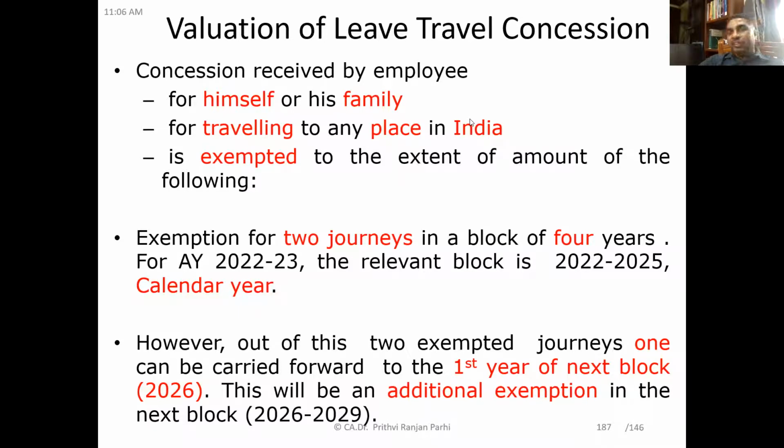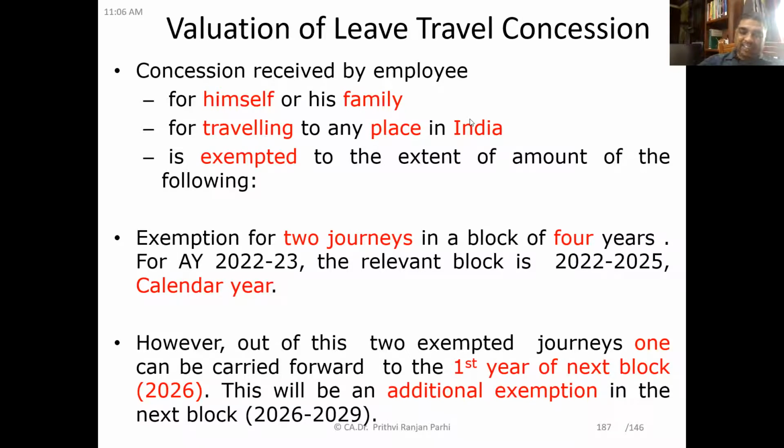Exemption of 2 journeys in a block of 4 years. And here block means a calendar year block. Since now we are dealing with assessment year 22-23, please appreciate that the relevant block here is the calendar years 22, 23, 24, 25. In these 4 years, that means calendar years 2022, 23, 24, and 25, 2 journeys are exempt.